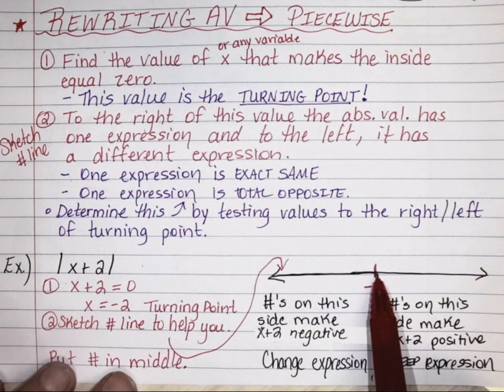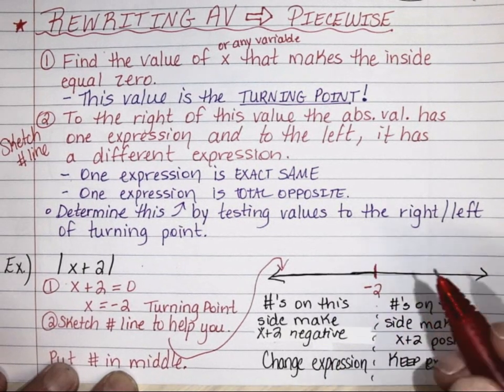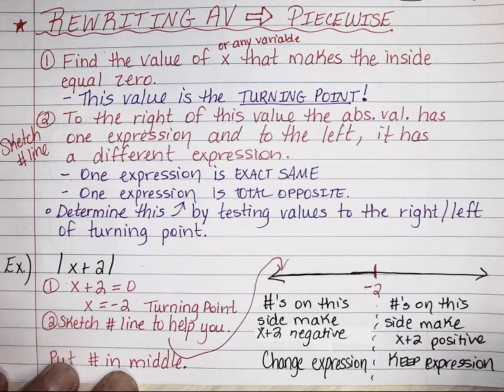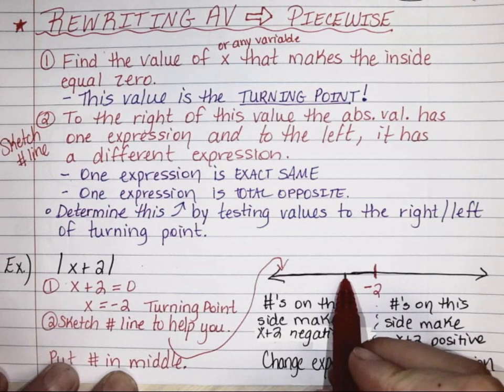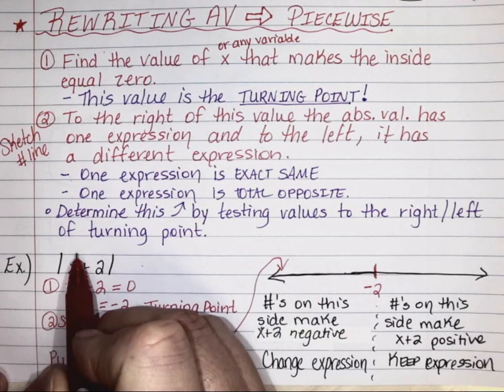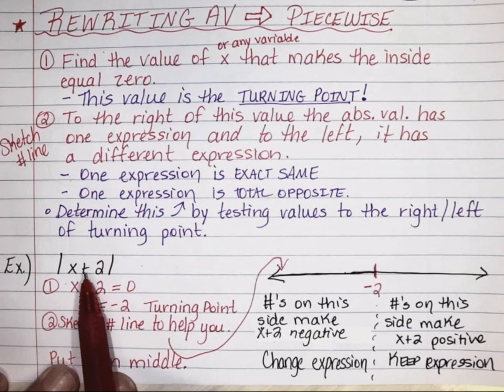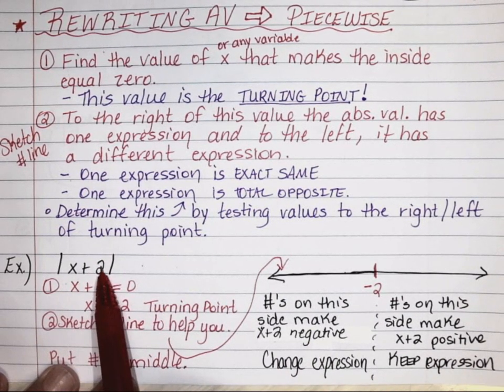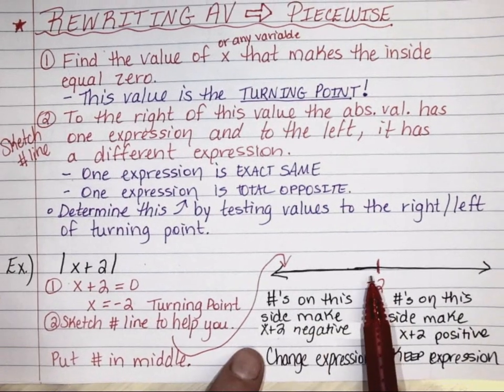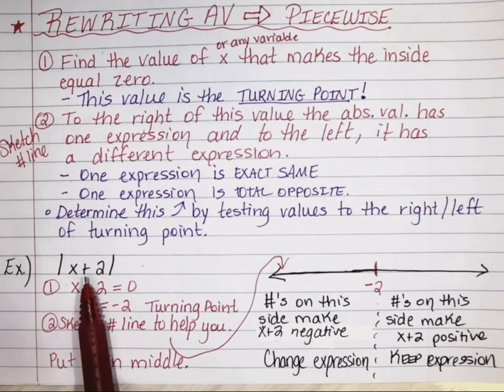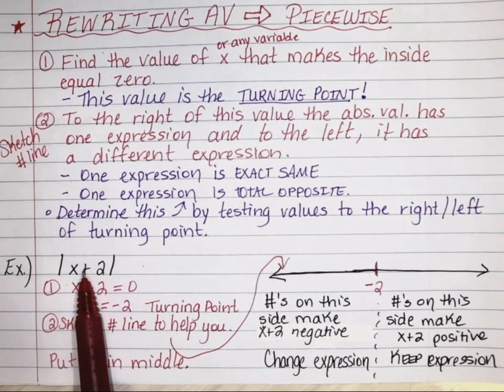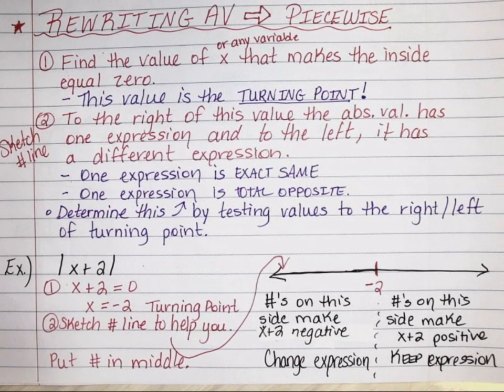So if I pick a number to the left on the number line, such as -3. -3 is to the left of -2. If I plug in -3 into this, I get a negative value. -3 plus 2 gives me -1. Numbers on this side of -2 will make the insides be negative. So we change the expression. And you're going to see what that looks like in a minute.